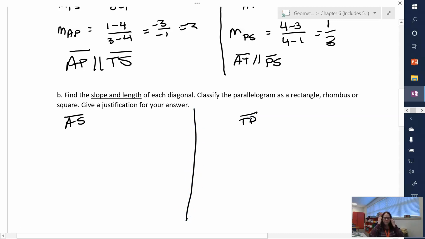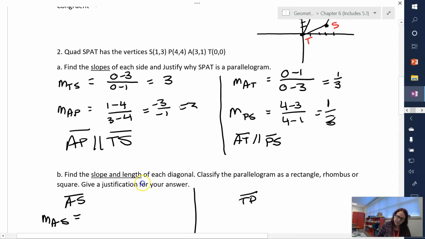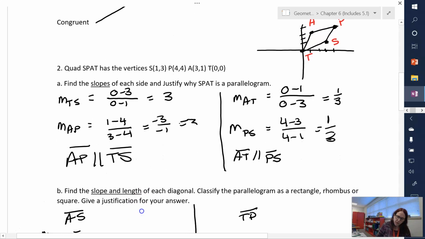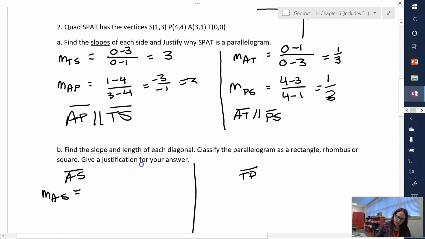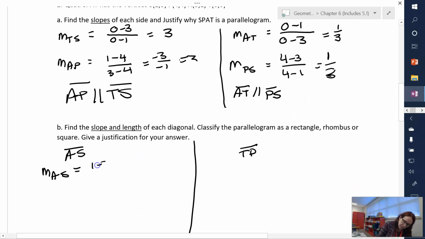First thing I'm going to do is get the slope. So the slope of AS equals 1 minus 3 over 3 minus 1.